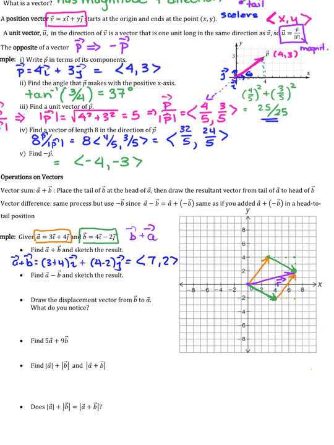If I'm going to do A minus B, this really represents A plus the opposite of B. So what we're really doing is taking 3 minus 4i and 4 minus a negative 2j. So that would end me at negative 1, 6.